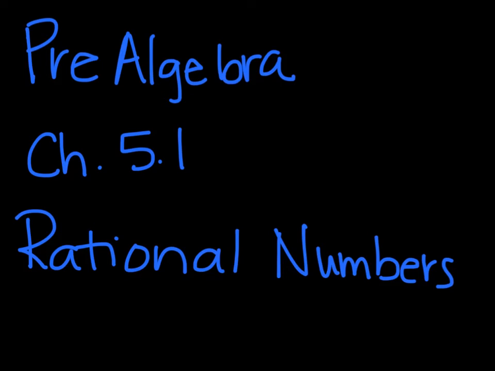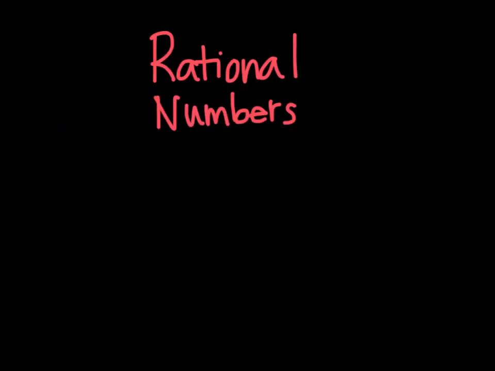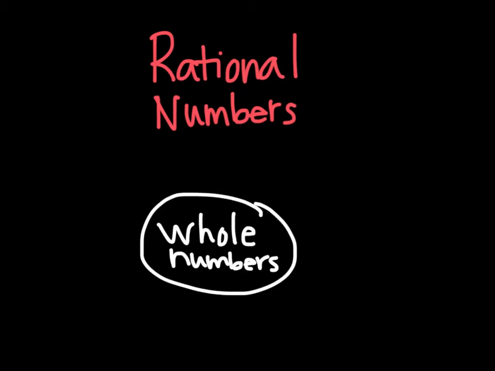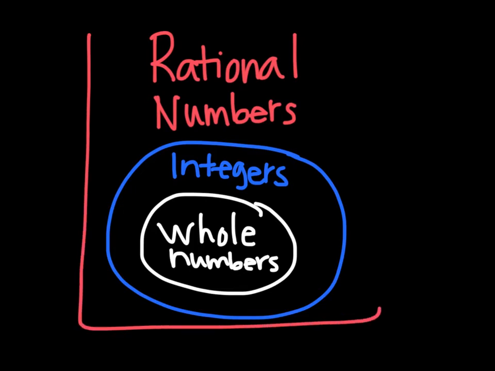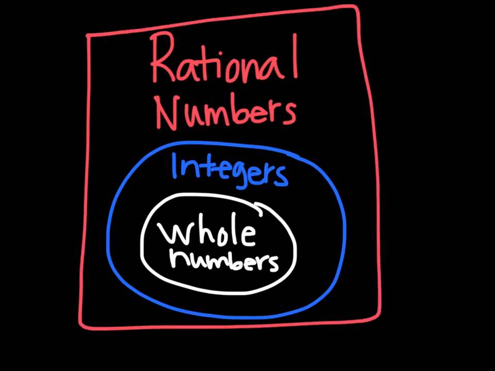Hello, pre-algebra students. This is Chapter 5.1, Rational Numbers. A rational number is any number that can be written as a quotient of two integers. Whole numbers and integers are both part of the set of rational numbers, as we can show in this diagram. So let's move on to identifying rational numbers.